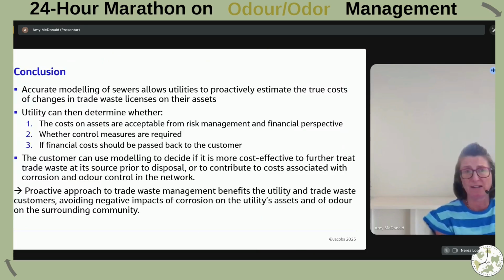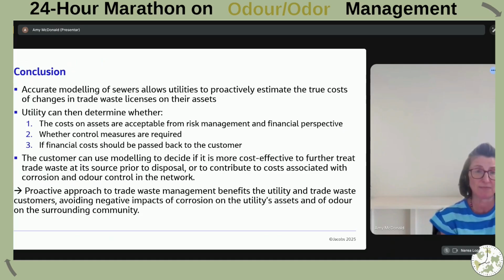So from our work, we were able to conclude that accurate modelling of the sewers does allow utilities to proactively estimate the true costs of changes in trade waste licences on their assets. This allows the utilities to determine whether the costs on assets are acceptable from a risk management and financial perspective, whether they think control measures are required, and then if those financial costs should be passed back to the trade waste producer.